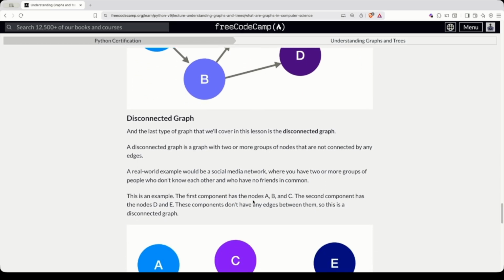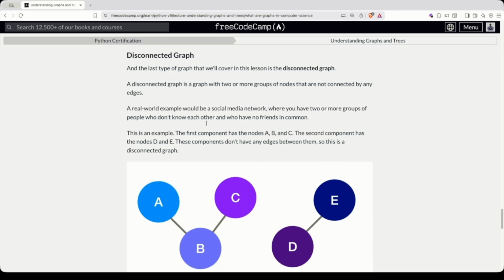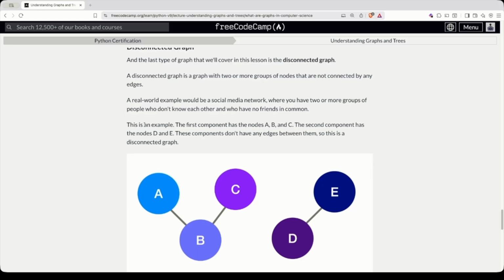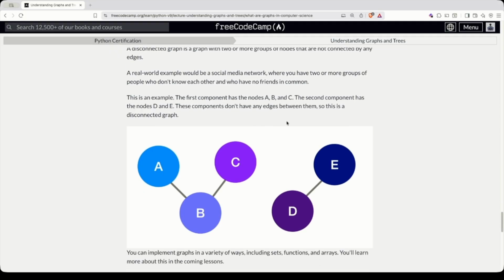So a disconnected graph is the last type of graph that we'll cover in this lesson. A disconnected graph is a graph with two or more groups of nodes that are not connected by any edge. A real world example would be a social media network where you have two or more groups of people who don't know each other and who have no friends in common. This is an example. The first component has the nodes A, B, and C, and the second component has the nodes D and E. These components don't have any edges between them, so this is a disconnected graph.